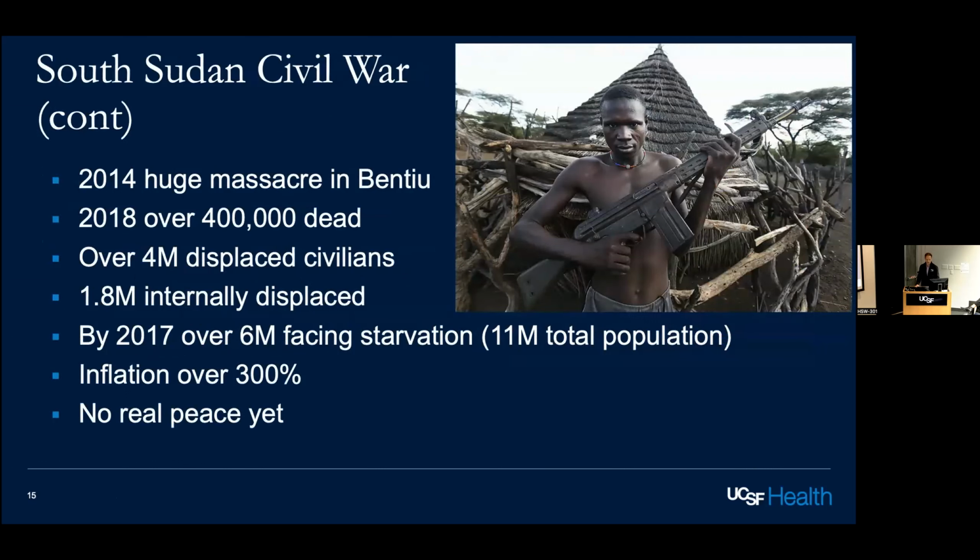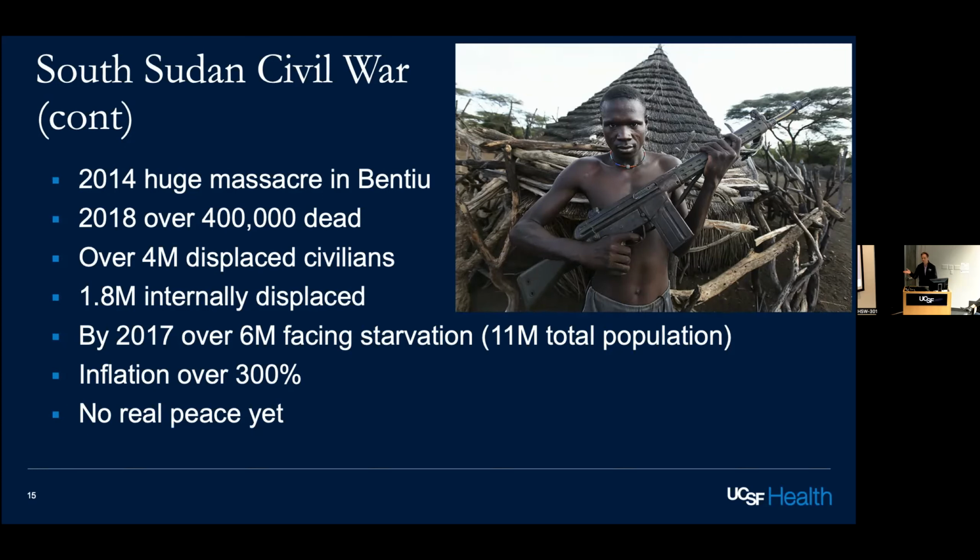And then in 2017, it's even worse today, 6 million were facing starvation out of 11 million population. So over half the people are starving. And inflation is currently about 300%. And there's still no real peace yet. None of this I knew before I went there because there's a lot in the media about Ukraine or something else, but who knows about South Sudan? I mean, it's just not known. It's crazy. It's the worst disaster going on in the world today. I mean, Yemen too, but for the longer time, this is probably the worst.